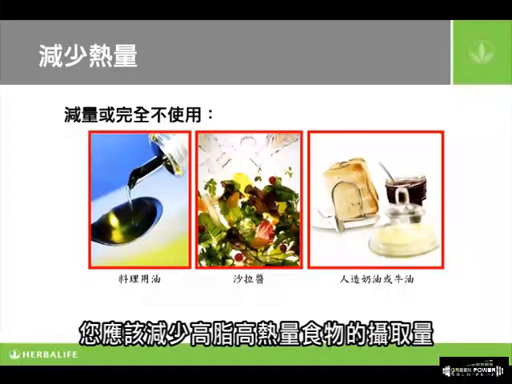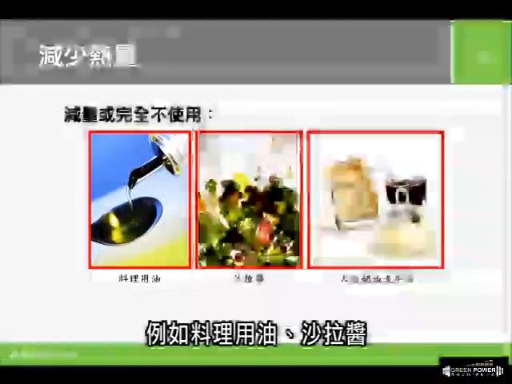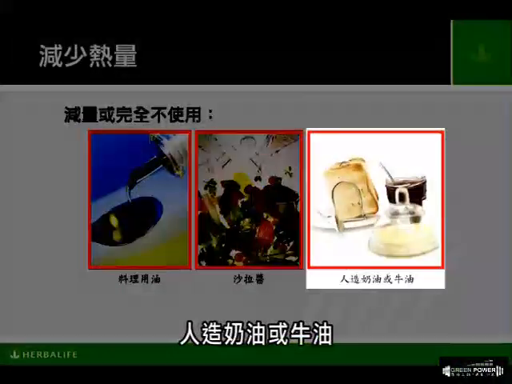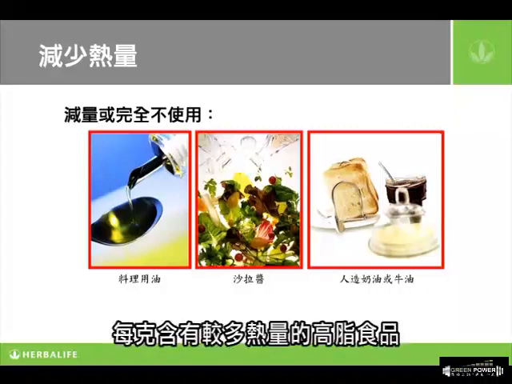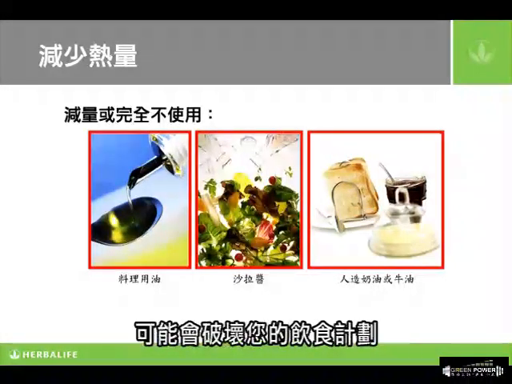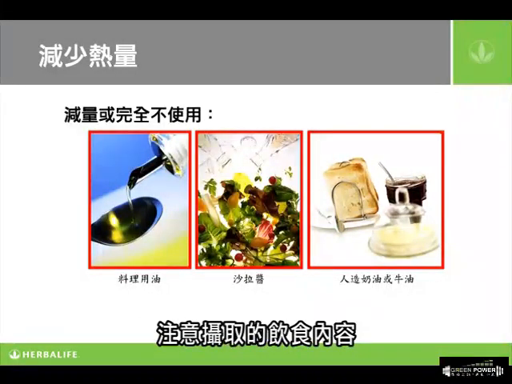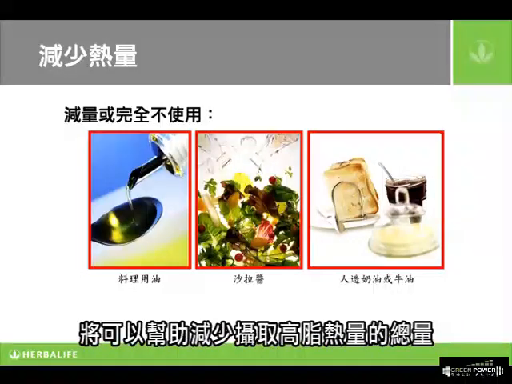Reduce your intake of high-fat, calorie-rich foods such as cooking oils, salad dressings, margarines, and butter. Foods high in fat pack in more calories per gram, potentially ruining your diet plan. Paying close attention to what you eat will help you reduce your overall intake of fat calories.